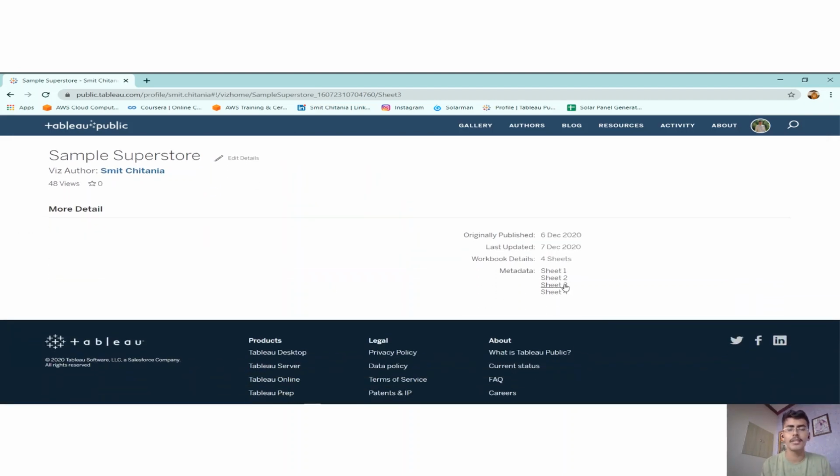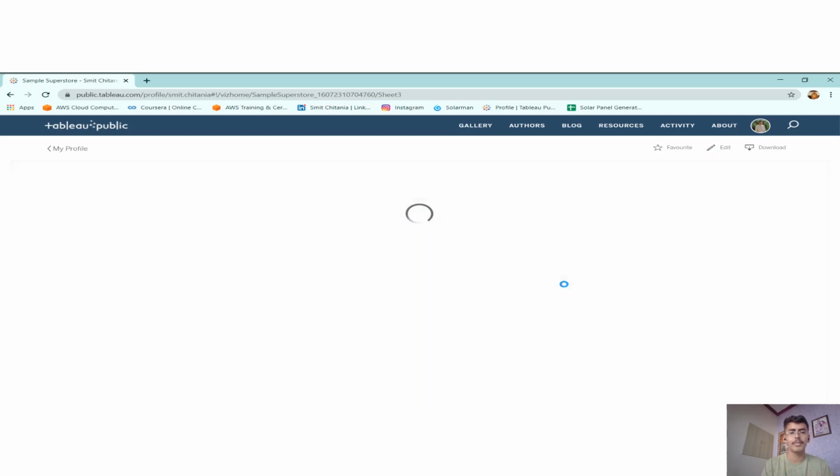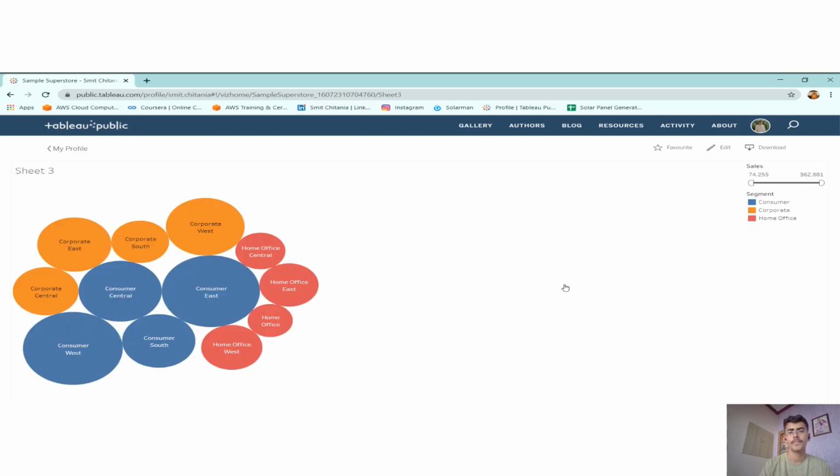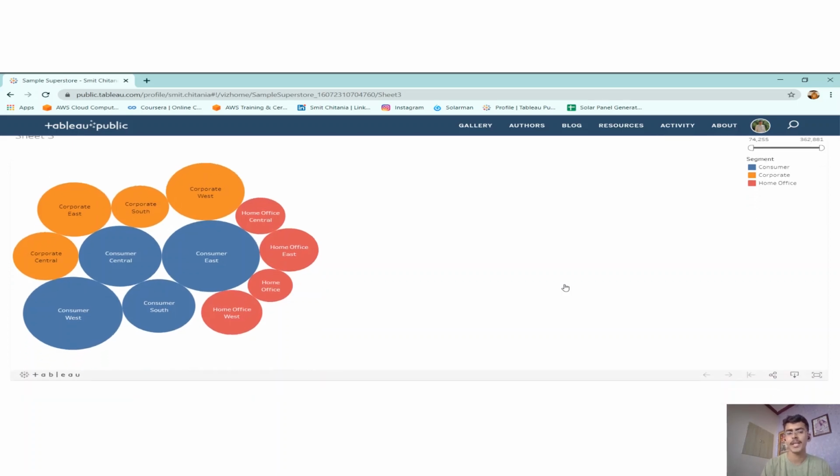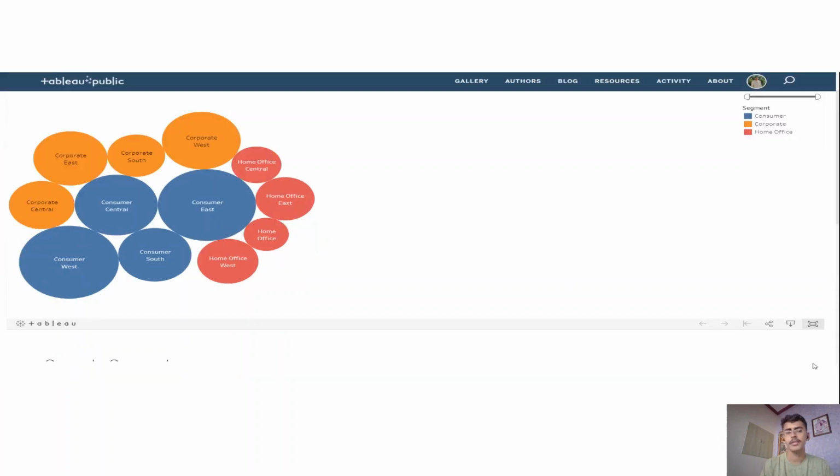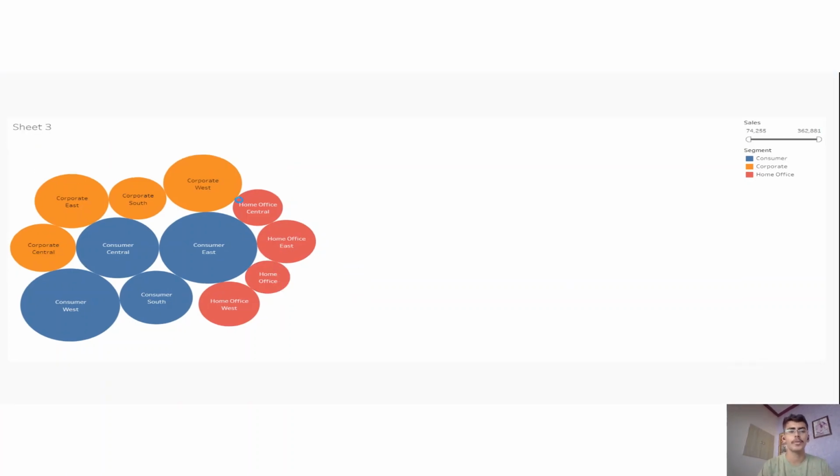The third sheet is a bubble graph in which I've tried to explain who the users were. The user who is a businessman, or who comes from just a small family, is using the products for his personal use, and he is a consumer, or he is having an office, or is from a corporate office.